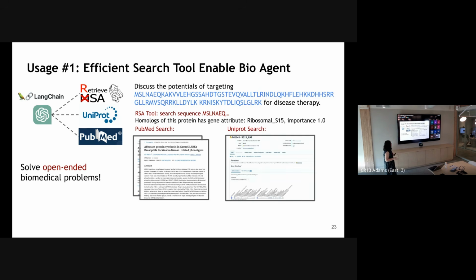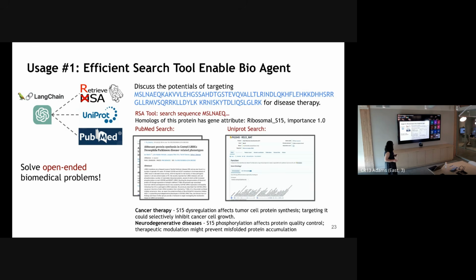And I can search in PubMed database or UniProt database about the protein sequence. And in the end, I can know that this protein sequence is related to cancer therapy and neurodegenerative diseases based on this kind of information. So in this way, we can build a large language model agent to solve open-ended biomedical problems.